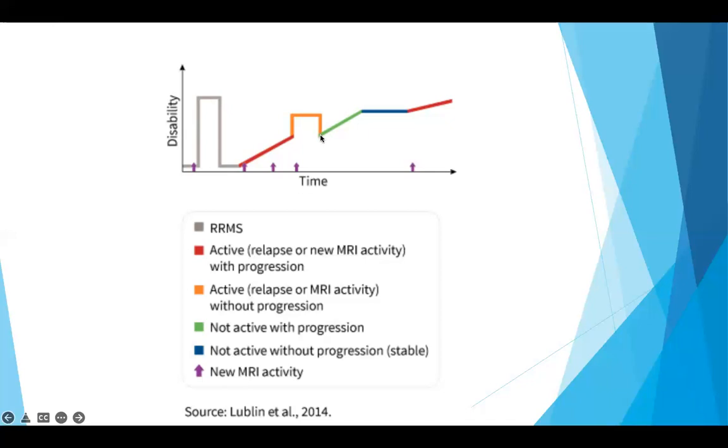The other type of pattern we can see in this disease is the not active, but progression. So in this case, we don't actually have any new MRI findings of disease progression, but we do see an increase in disability. The line in blue just shows periods during the disease that are known as not active and no progression. So this is a stable phase of the disease.